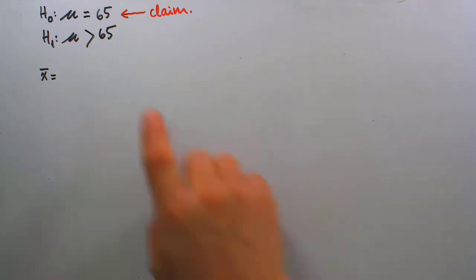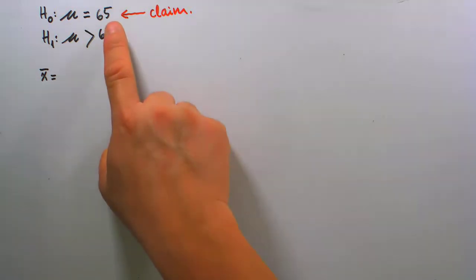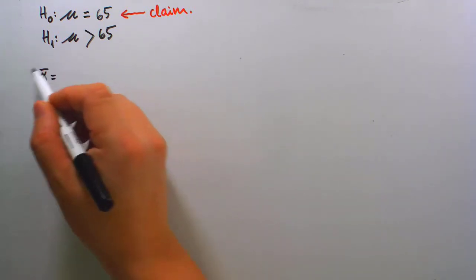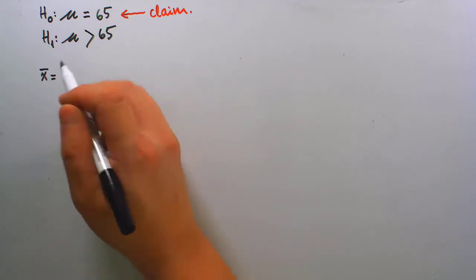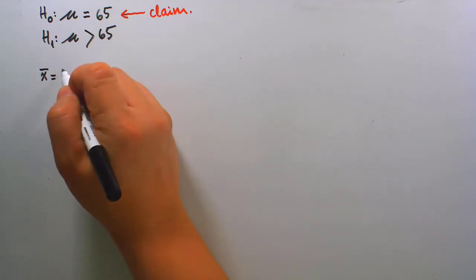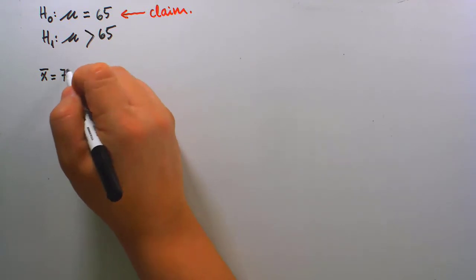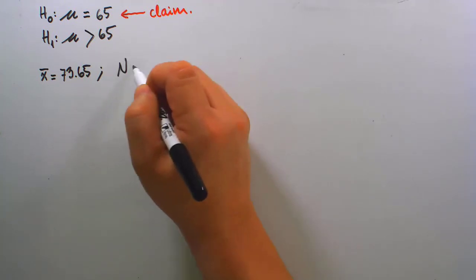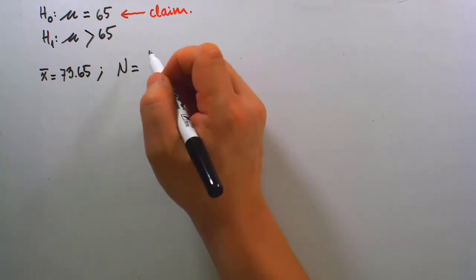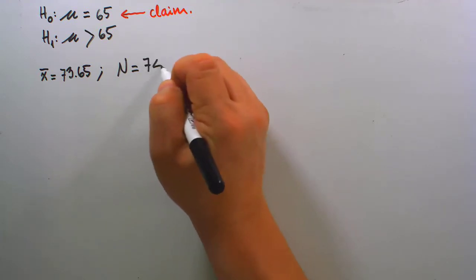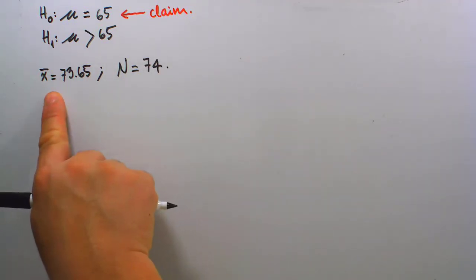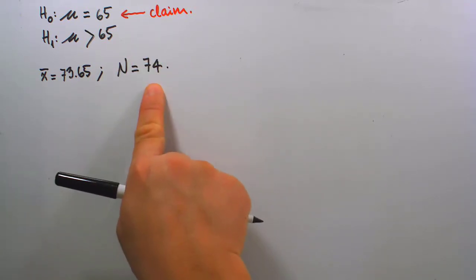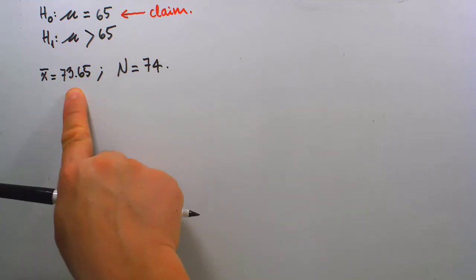And in this particular problem, we're studying the population mean pulse rate. And again, back to the sample that I was talking about, the sample mean we found here is indeed 73.65, and the sample was collected at sample size capital N equals 74. So this is our sample mean, and this is our sample size. This is how big the sample we obtained in order to get that sample mean.